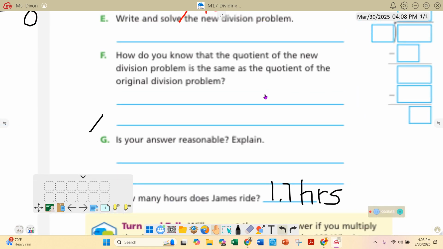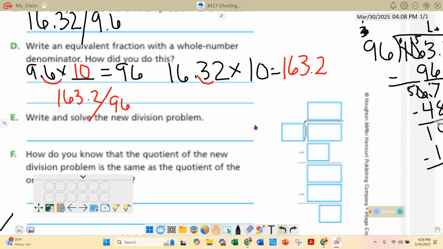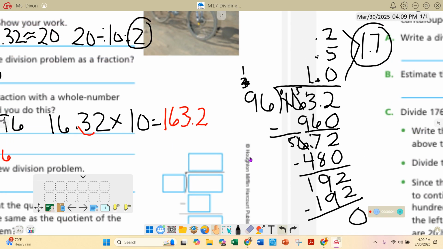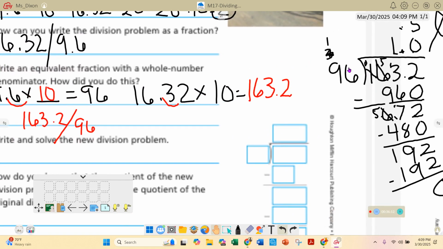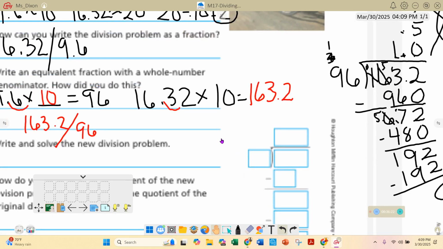I am so sorry about that mistake, guys, but I was able to catch my mistake, which is the important part, which is why we go back to check and make sure everything makes sense. Looking at your problem, E was to write and solve the new division problem. That is this right over here where we do 163 2/10 divided by 96. Our answer ended up being 1 7/10.